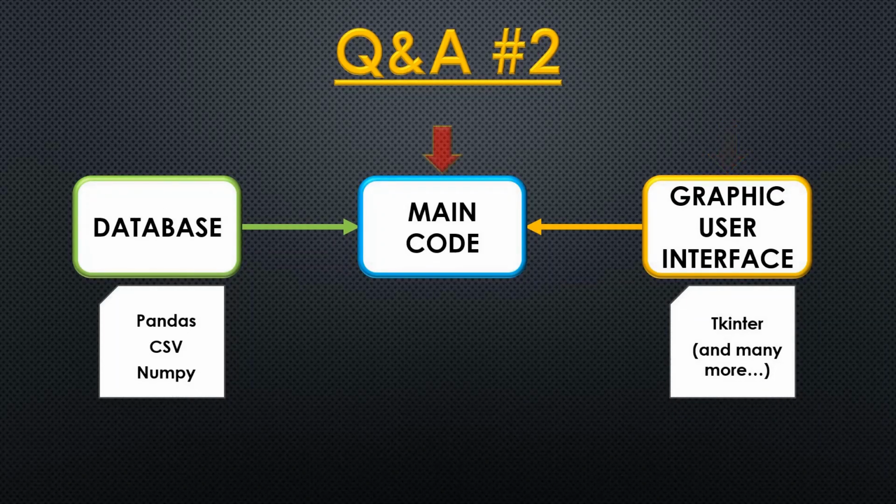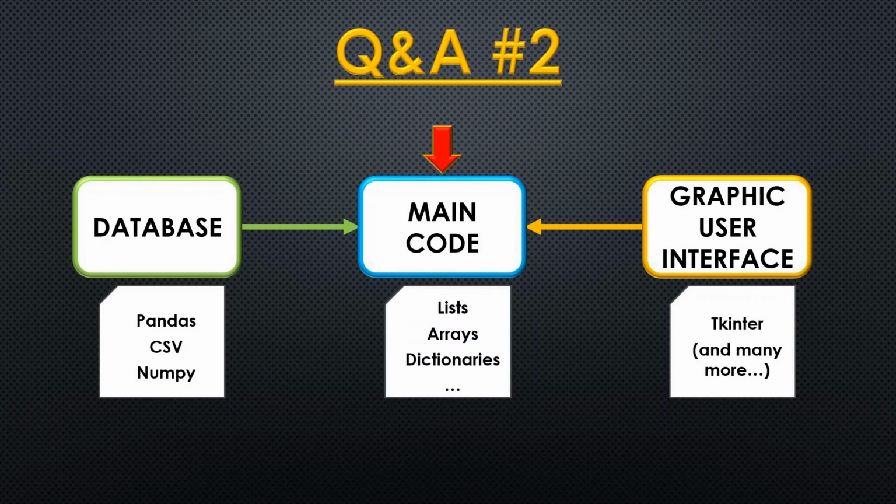The code in the middle is where all the main calculations are performed. You can do these using any of the many techniques we've seen so far, such as using lists, NumPy arrays, dictionaries, and so on.